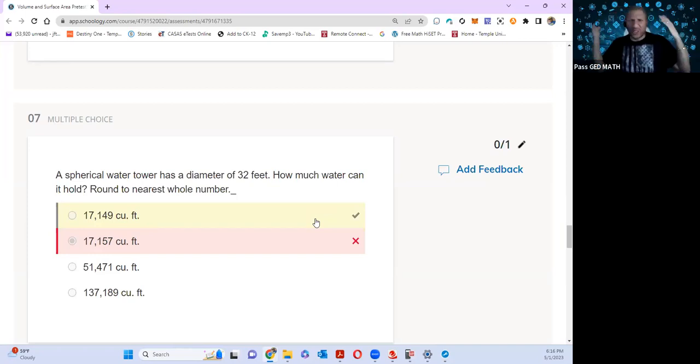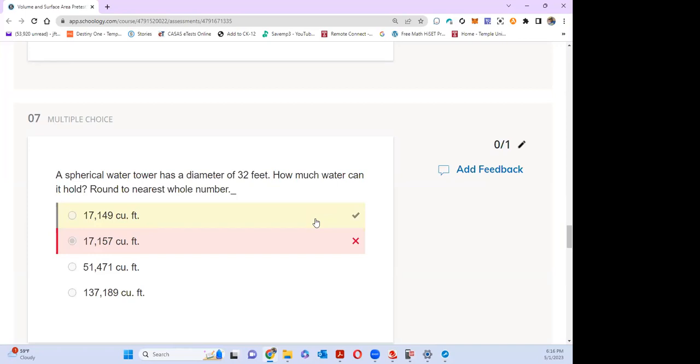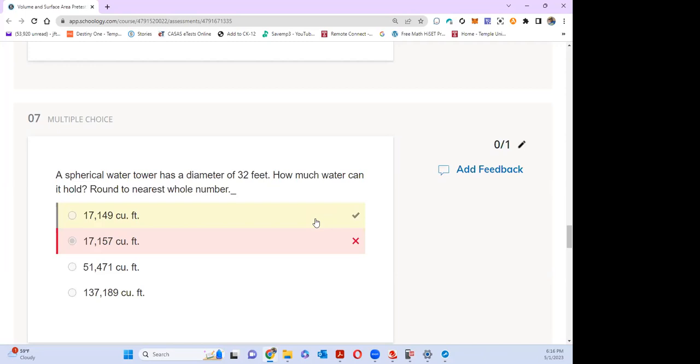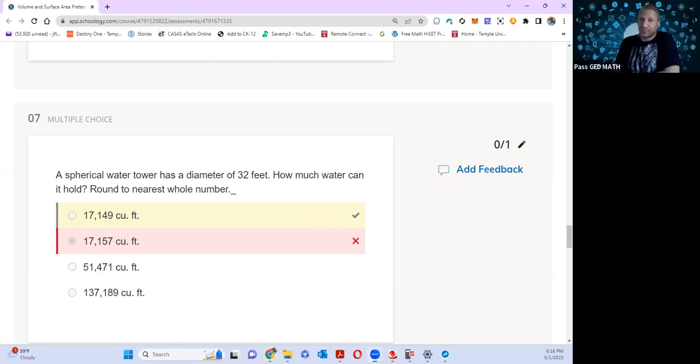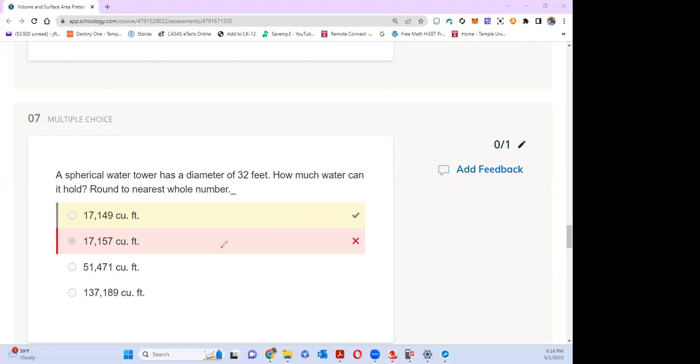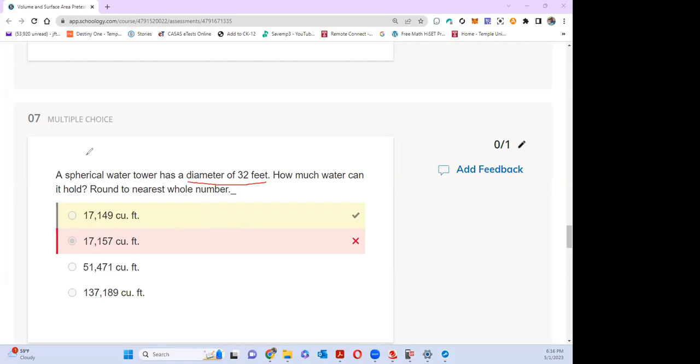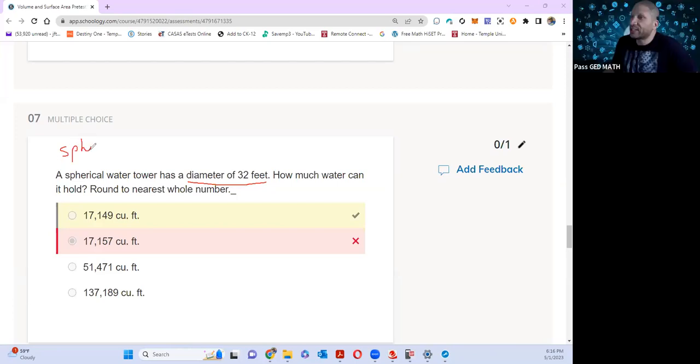How would I even do this problem? Let me see. Anytime you're confused, I want you thinking, hear me in your head: identify the givens. What did they give us? They gave us the diameter of the water tower. But what else? What's important about that water tower? It's in the shape of a sphere. That's it. A sphere.